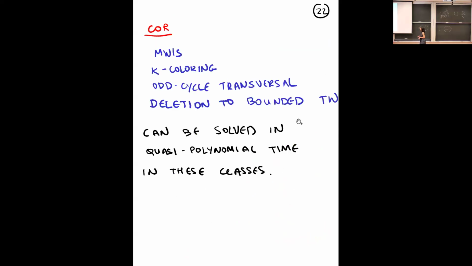And I already said it, but I'll say it again because it's important. As a corollary, you can now solve a big set of natural problems in quasi-polynomial time on even-hole-free graphs, which was a big open problem in the field. Again, I listed some. There are many more.